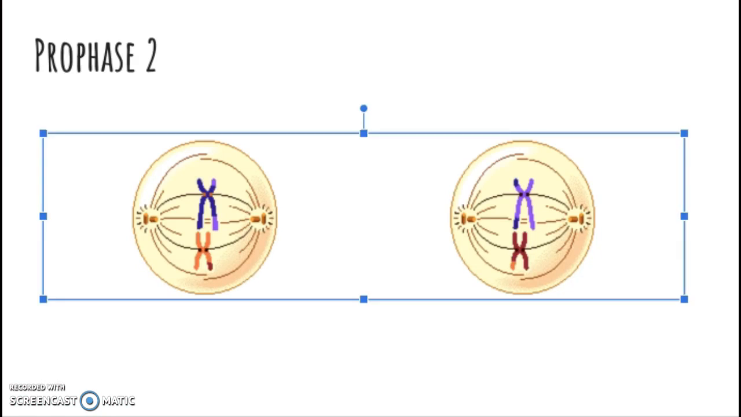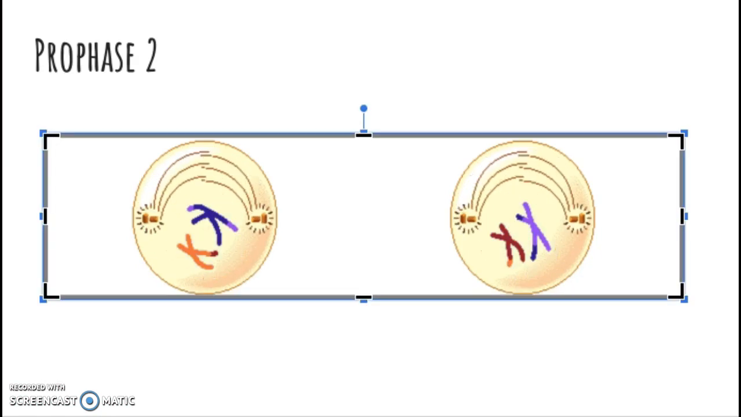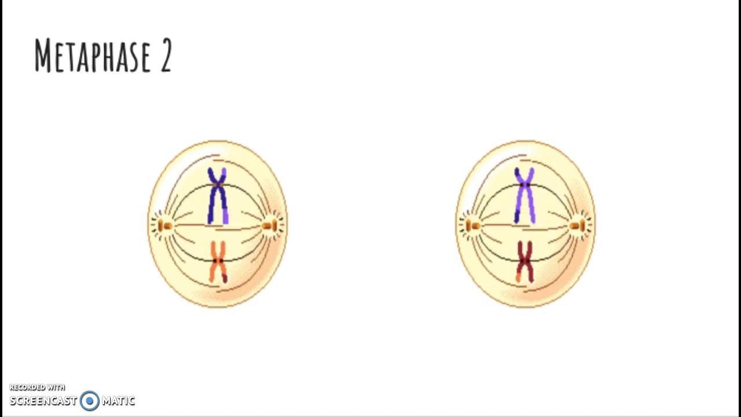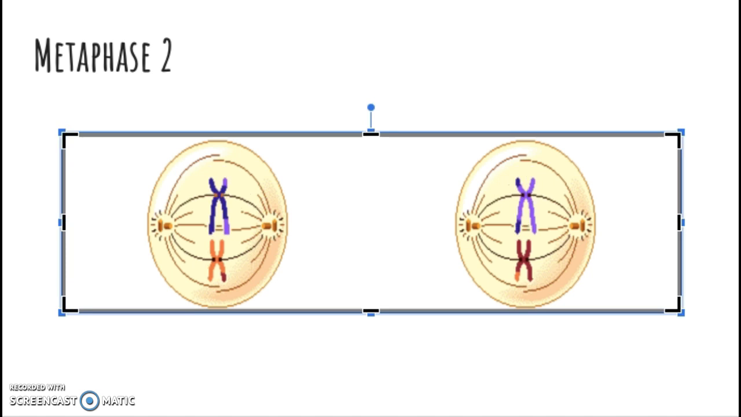Prophase 2. A new spindle forms around the chromosomes. Metaphase 2. The chromosomes line up along the equator, attached at the centromeres to spindle fibers.